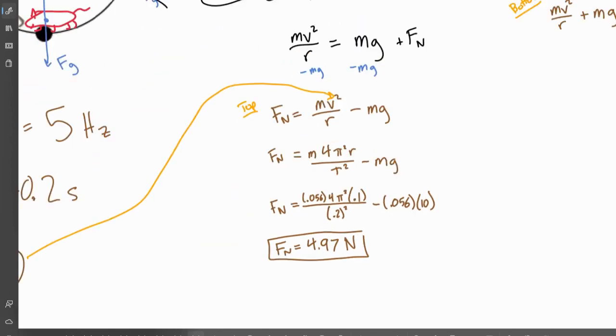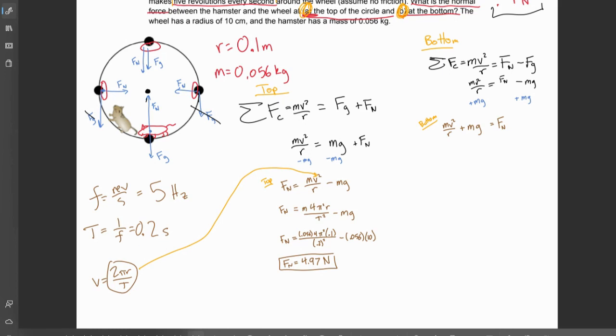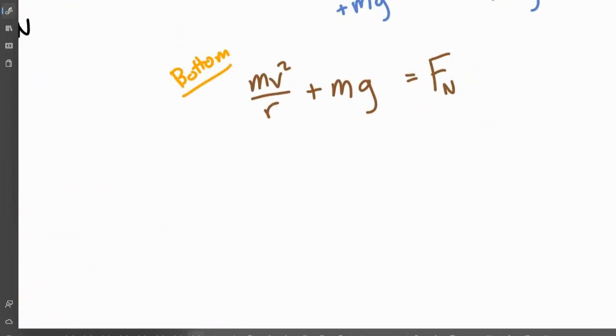So that's part A. That's at the top. Part B asks us, what's the normal force at the bottom? Well, you know, it's fun, because we've already kind of done this. We've decided that v squared over r isn't truly helpful to us. So 4 pi squared r over t squared, that's the version of acceleration that helps us in this case, since we don't know v, but we do know period, plus mg. All right, that's our normal force.